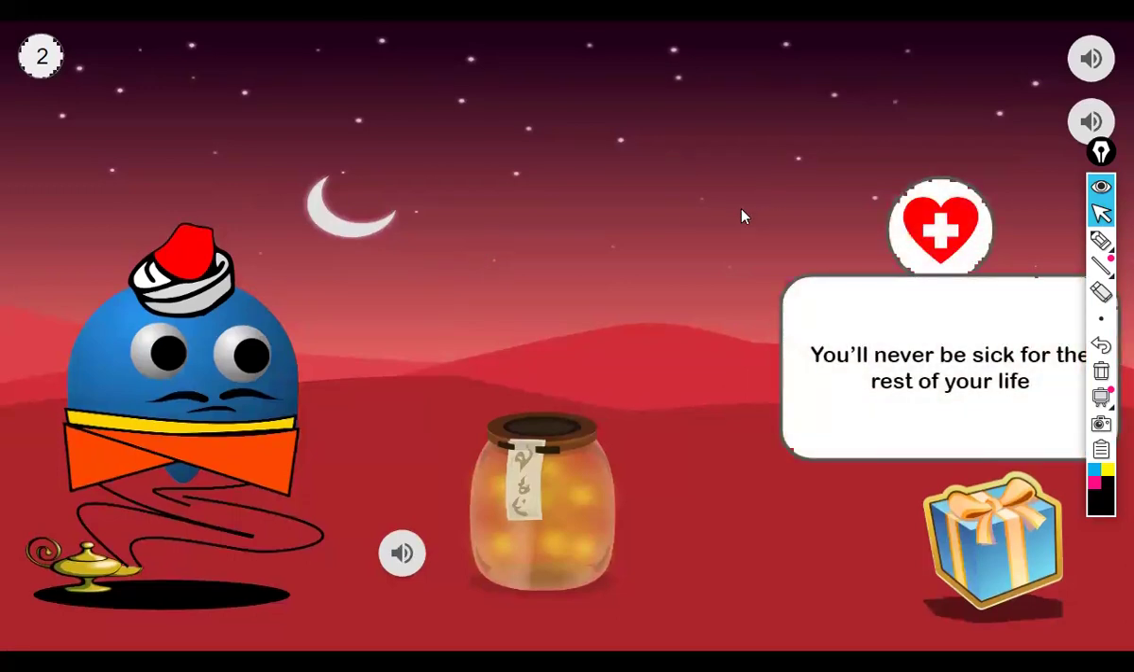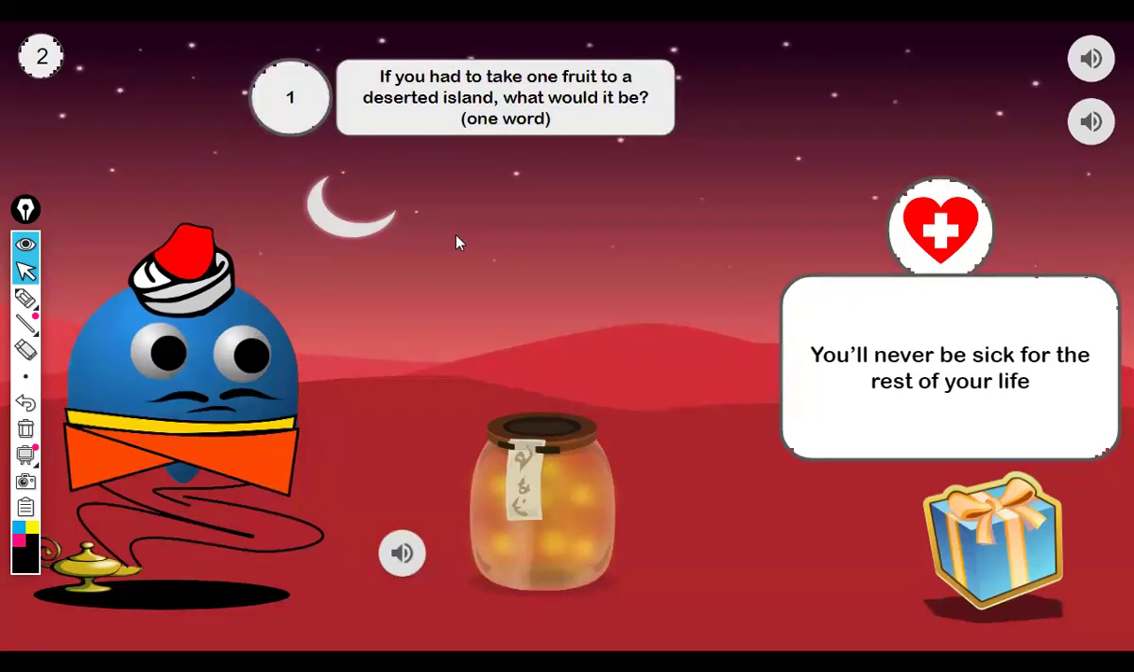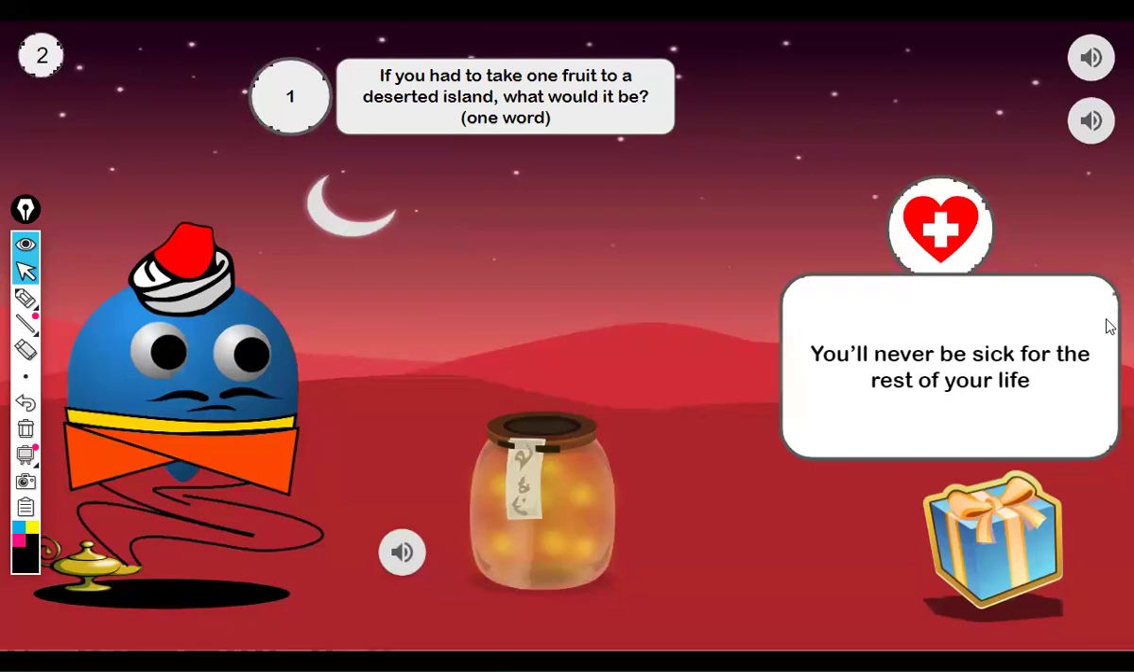Let's follow the instructions. This is the prize we can win. You will never be sick for the rest of your life. That seems like a very, very good prize. So let's follow the instructions. If you had to take one fruit to a deserted island, what would it be? It has to be one word, like one fruit. Like pineapple is one word, apple, pomegranate is one word. In other words, what is your favorite fruit?